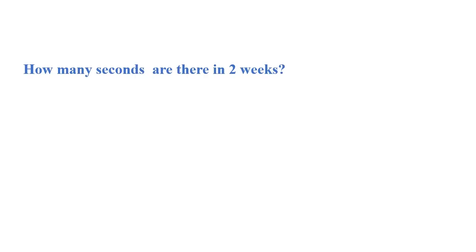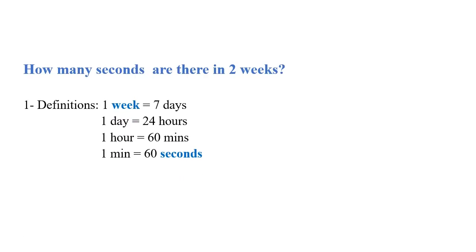How many seconds are there in 2 weeks? That's an interesting question. We know that a week is 7 days, and a day is 24 hours, and an hour is actually 60 minutes, and a minute is 60 seconds. So these are the definitions that we are going to use.